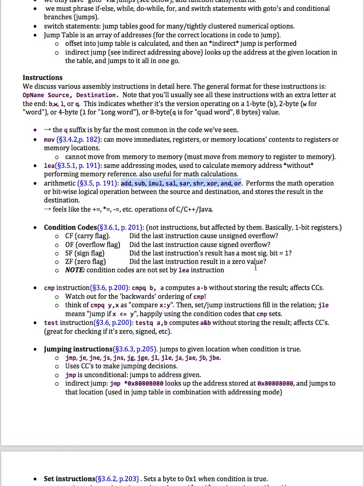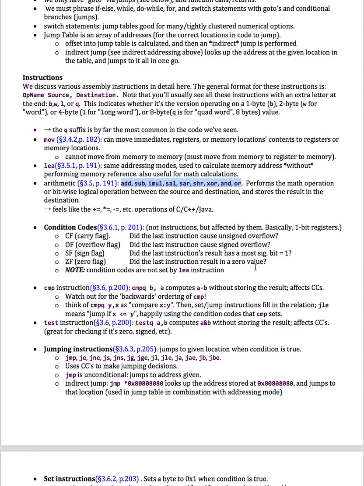The sign flag indicates if the last instruction's result has a most significant bit equal to 1, and the zero flag indicates if the last instruction resulted in a 0 value. Again, the LEA instruction does not set any condition codes.